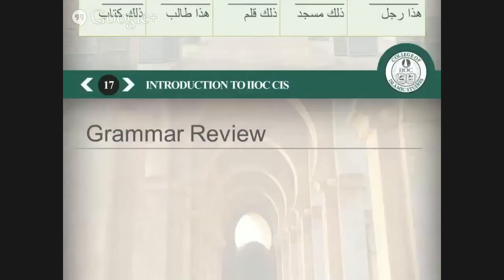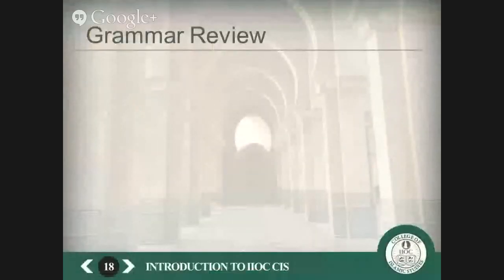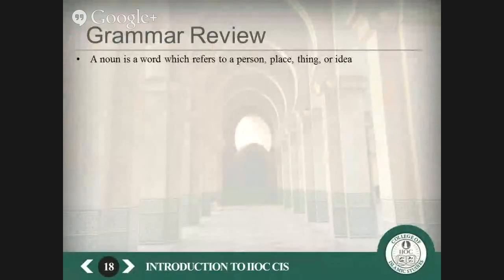So let's do a quick grammar review. What grammar did we actually learn in the class today? Number 1, what is a noun? So a noun refers to a person, place, thing, or idea. There is also something called a verb, which is an action, right? And there's a preposition. So there's 3 main things we're going to learn. Right now we just learn nouns. Hadha is a noun. Ma, even question words are nouns in Arabic. Ma is a noun. Man is a noun. Kitab is a noun. Bait is a noun.